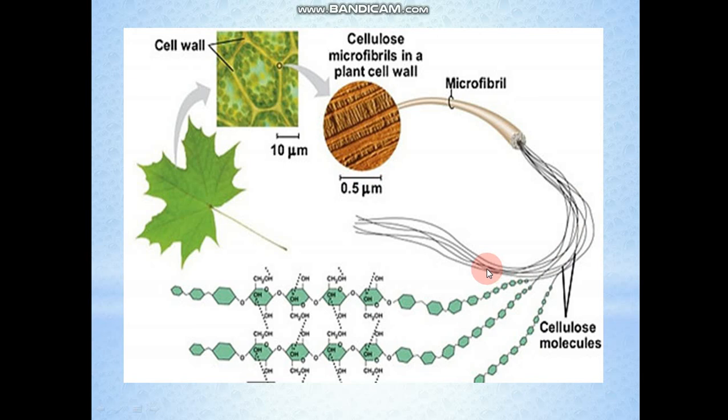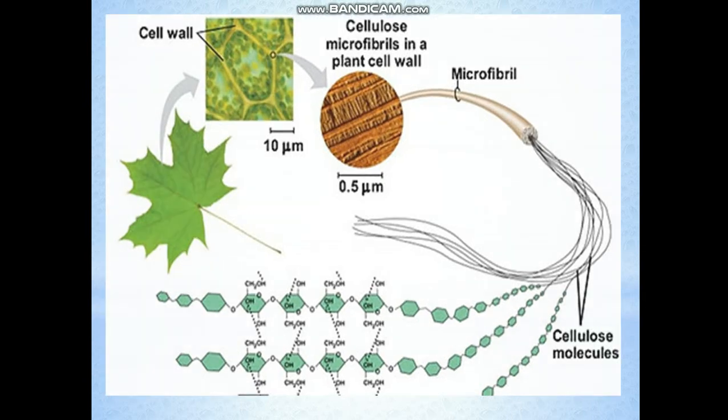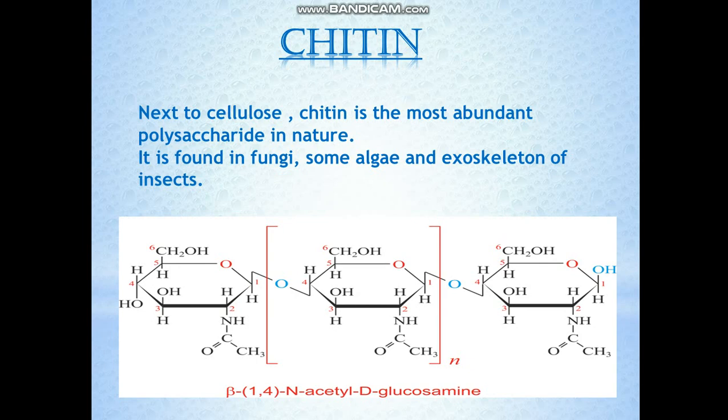But basically these cellulose molecules have the repeating units of glucose only, where beta 1,4 glycosidic linkage is present. Okay, so I think cellulose will be clear to everyone. Moving further, the next biomolecule which we are going to discuss is chitin. Have you heard about chitin somewhere?